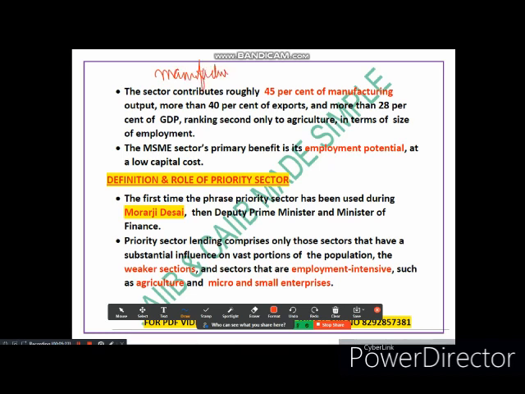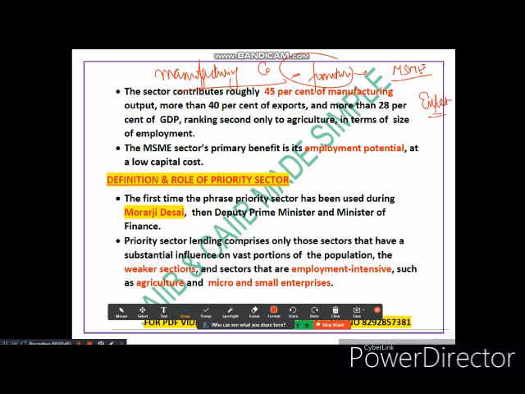Suppose a small scale manufacturing company that produces furniture. What does it do? It produces furniture. So this company is considered MSME. Okay. Its production contributes to the overall manufacturing output of the country. Whenever it exports furniture to other countries, it contributes to the national export earnings.